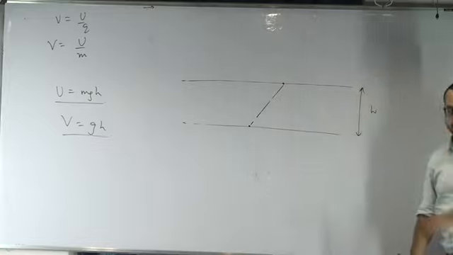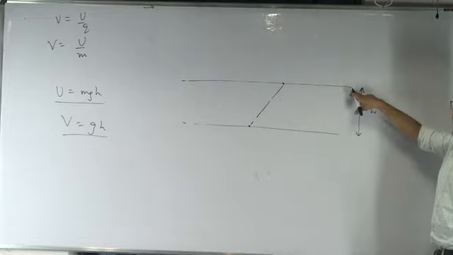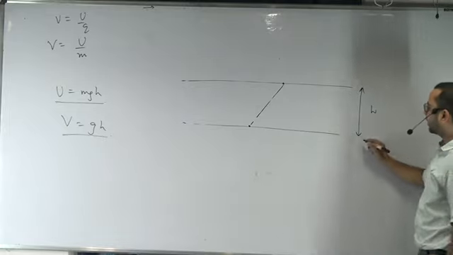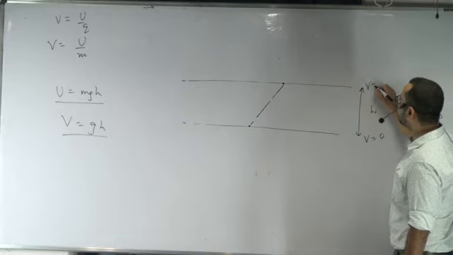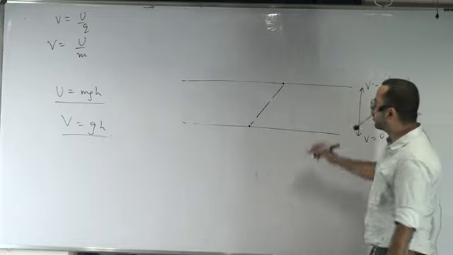Okay, suppose this is height h. This is height h, meaning this is height 0, this is height h. तो इसका पोटेंशियल क्या है? 0, और इस हाइट का पोटेंशियल क्या होगा? gh.